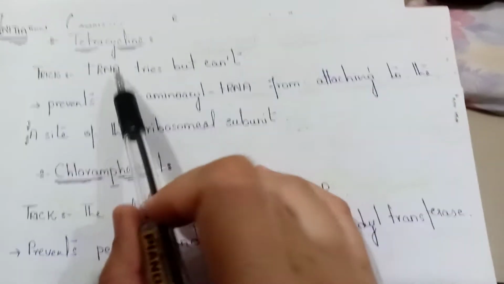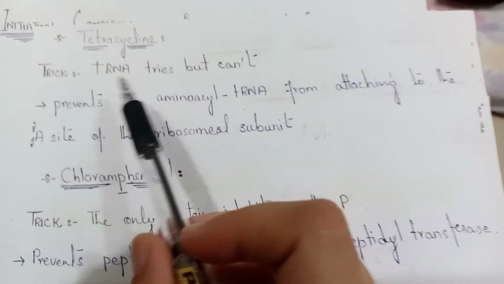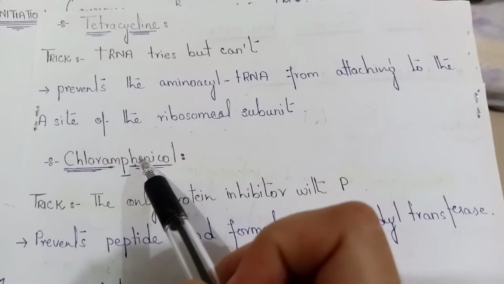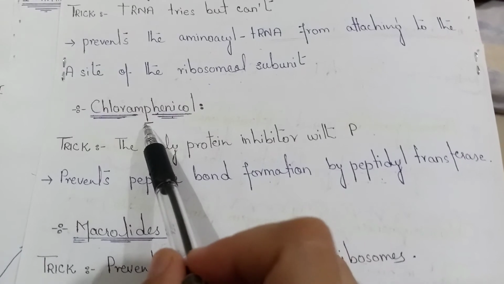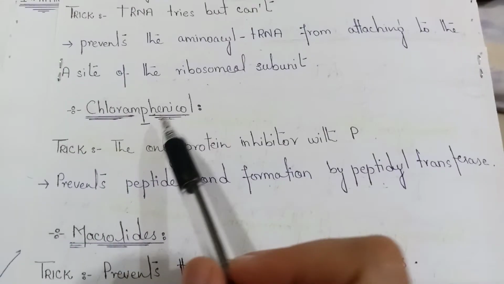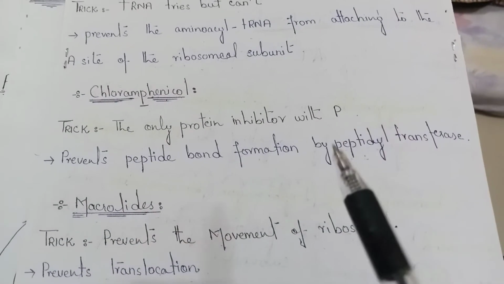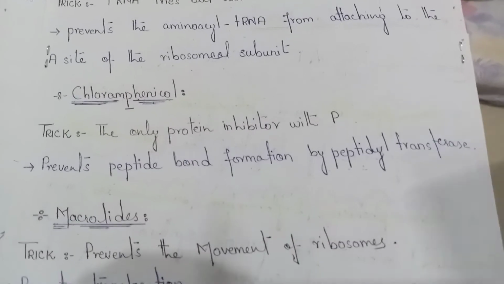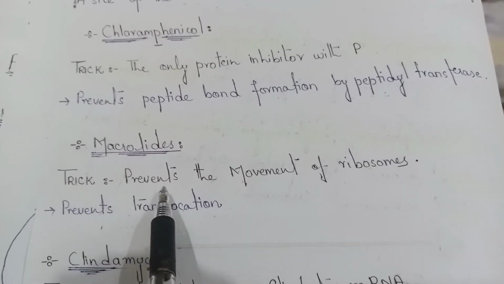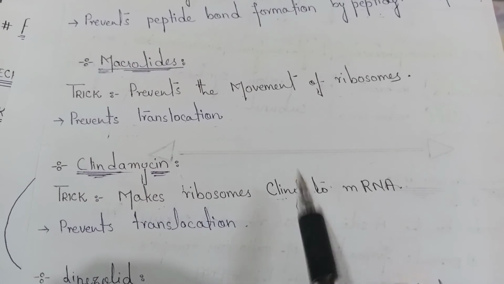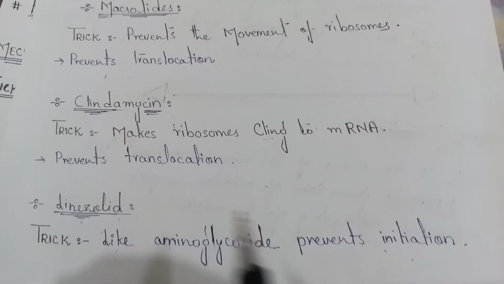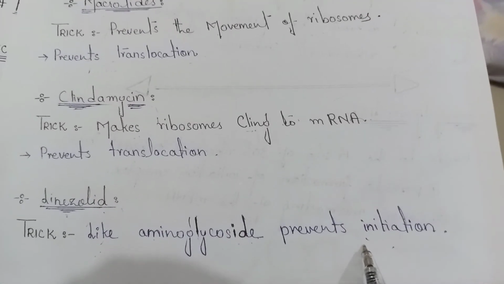What does tRNA try? tRNA tries to bind with the ribosome but can't, meaning it can't bind to the ribosomal subunit. Why? Because the drug tetracycline inhibits the tRNA from binding to the ribosomal subunit. Okay, now chloramphenicol: I just told you that chloramphenicol is the only drug that contains the P. So P and peptidyl transferase, so it inhibits the peptidyl transferase, and in this way inhibits protein synthesis. Macrolides prevent the movement of ribosomes, so macrolides prevent translocation. Clindamycin makes the ribosome cling to mRNA, thus it also prevents translocation. And linezolid, like aminoglycoside, prevents initiation, LID.